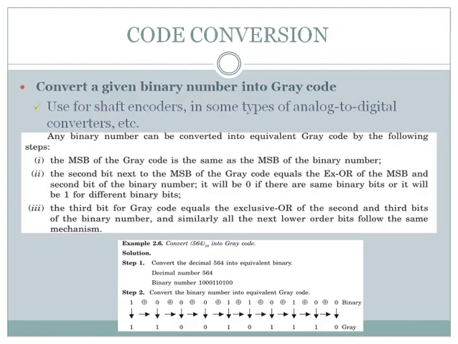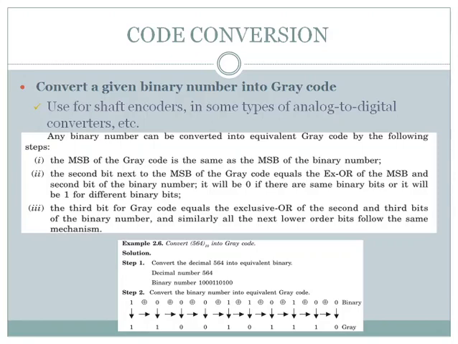So normally gray code can be obtained from a binary number. Most of the time we may be getting the gray code from a binary number, and sometimes we may be required to convert back the gray code to a binary number. So first we will look at how to convert a given binary number into gray code, how we can obtain a gray code from a given binary number.